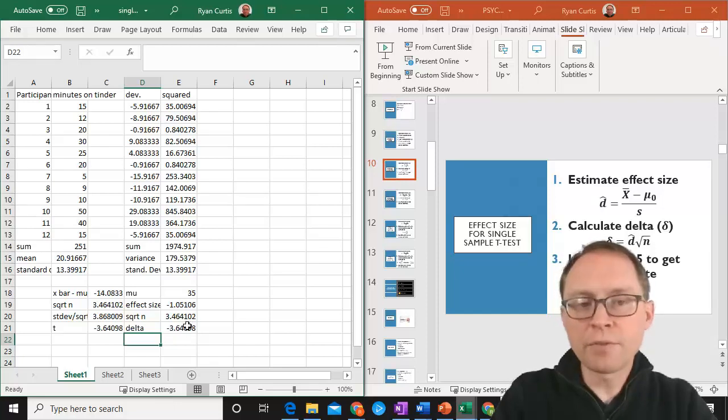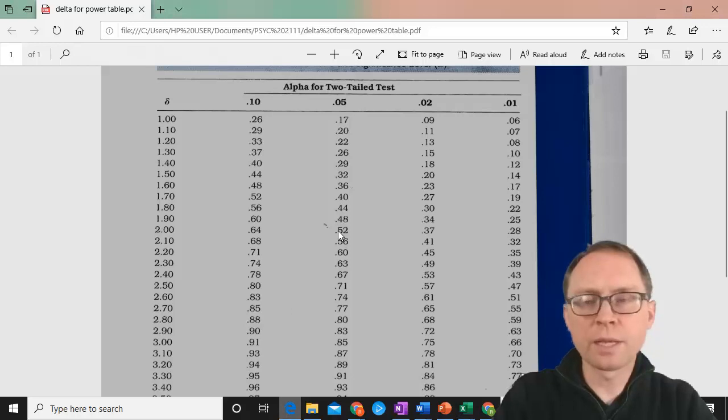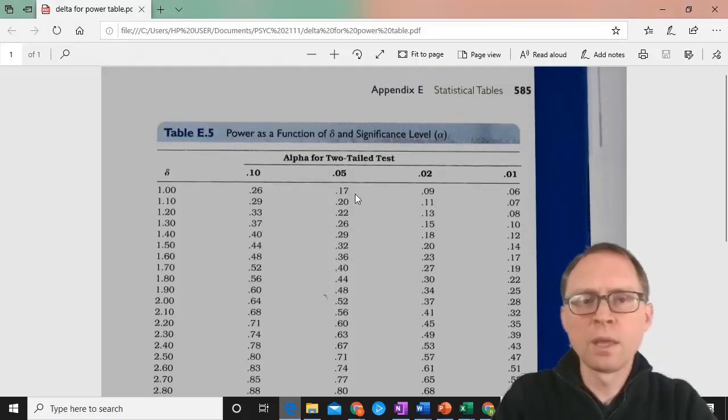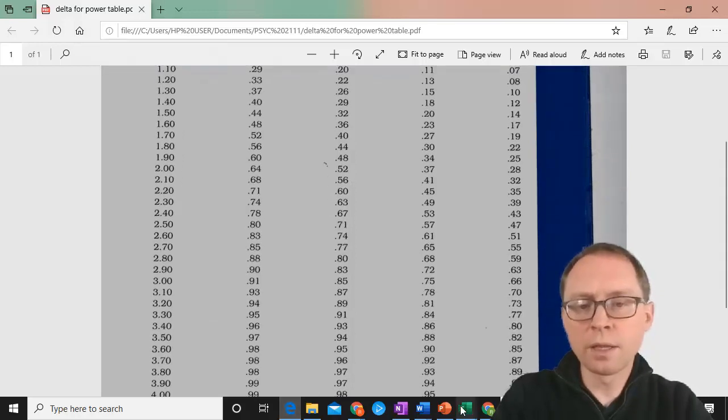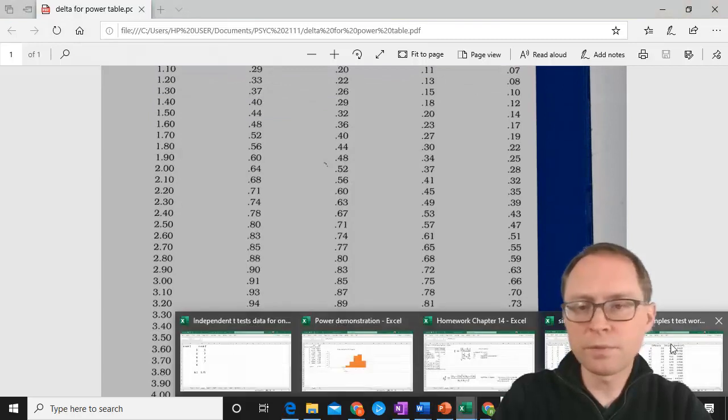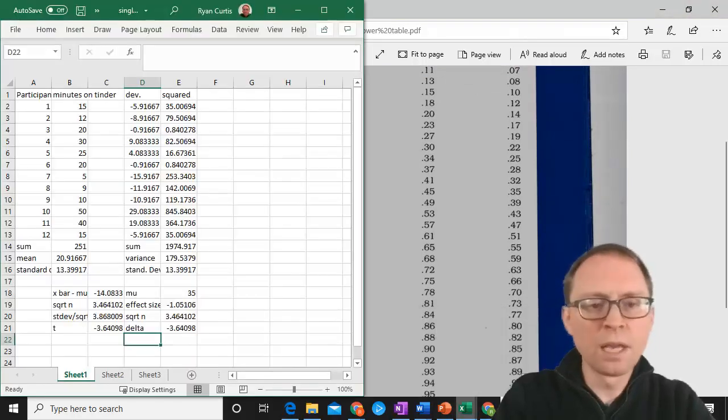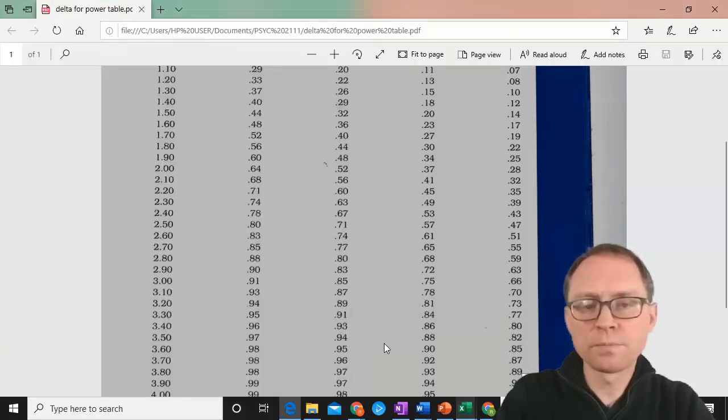Then we take this negative 3.64 and we use the table in the book to figure out what our estimate of power is going to be. The table in the back of the book looks like this. This is power as a function of delta and significance level. The significance level that we want is alpha equals 0.05. These are the deltas over here. Now remember, the delta that we calculated is negative 3.64.